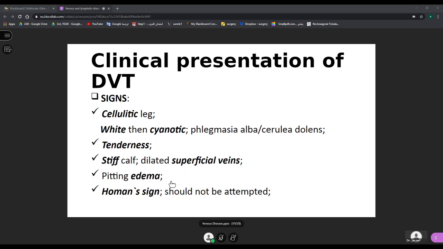Regarding the signs, of course, the leg will be swollen. And it may appear erythematous, red in color. We call it a cellulitic leg because there are two features of inflammation: swelling and redness. And actually, cellulitis is one of the most important differential diagnoses of deep venous thrombosis.